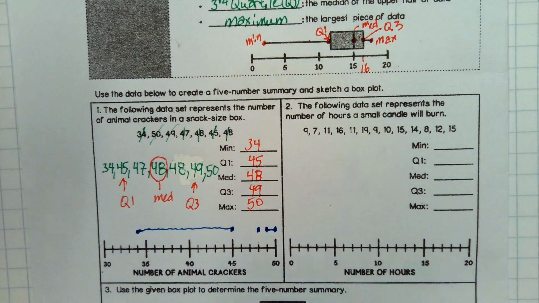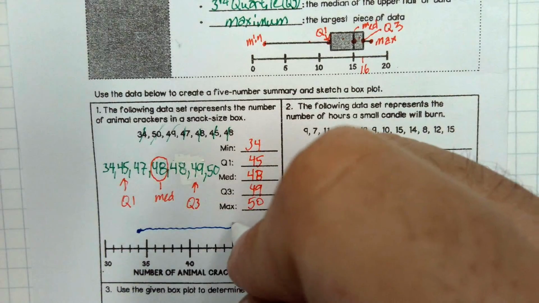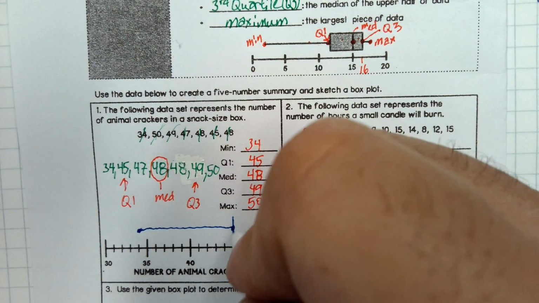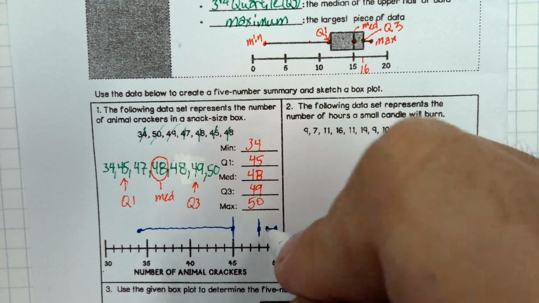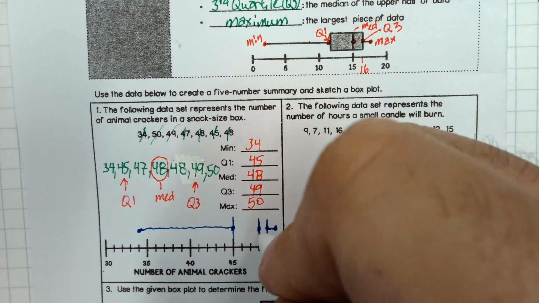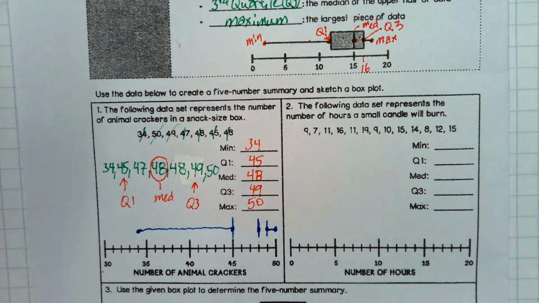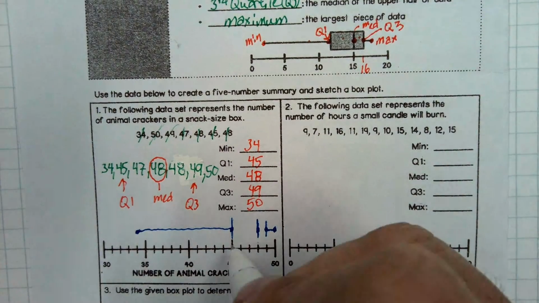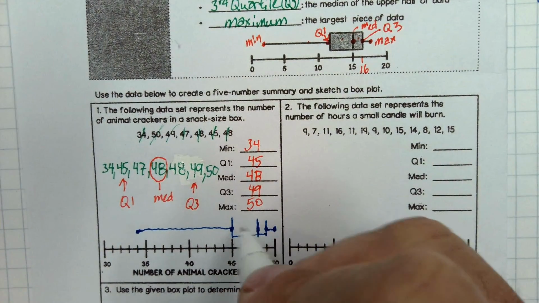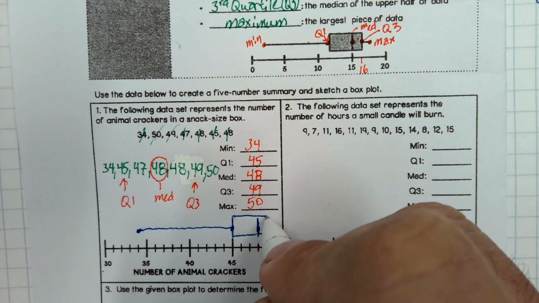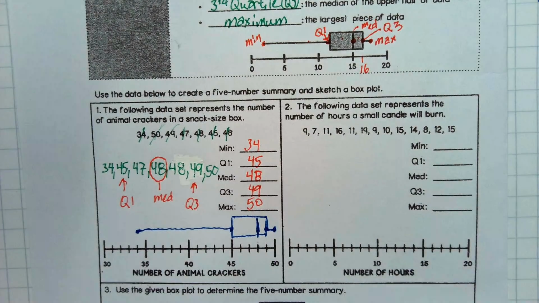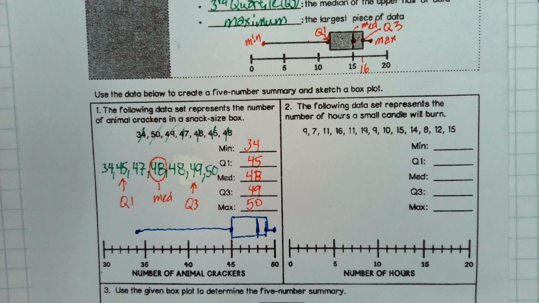Okay. So now, for the rest of them, we're going to make the box portion. So draw 3 vertical lines like this. 3 vertical lines. Just 3 lines going up. And then connect them to make a solid box. And we just made a box and whiskers plot.